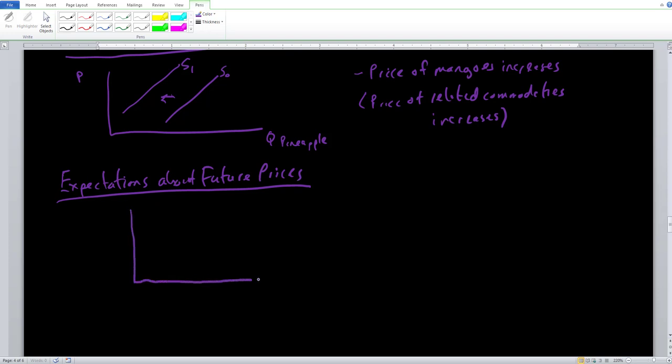And with these expectations about future prices, we tend to see a lot of supply changing depending on a lot of commodities or collectibles. So here, start off with S0. And we'll take a look at the market for Beanie Babies. If you don't know what Beanie Babies are, that makes me feel a little bit old, but Beanie Babies were these hugely popular and hugely collectible little stuffed animals in the 90s, and people used to go crazy about these little stuffed animals.